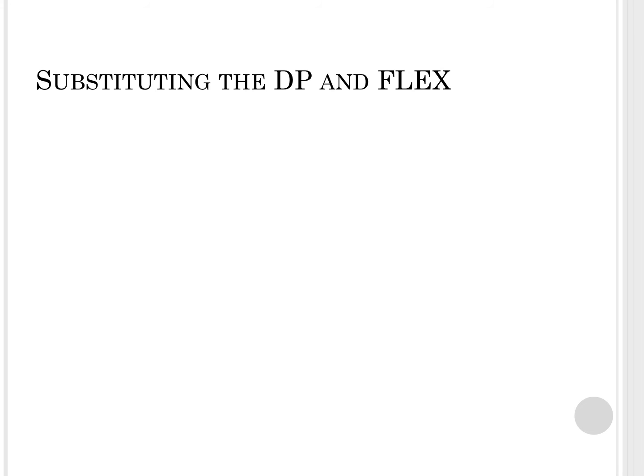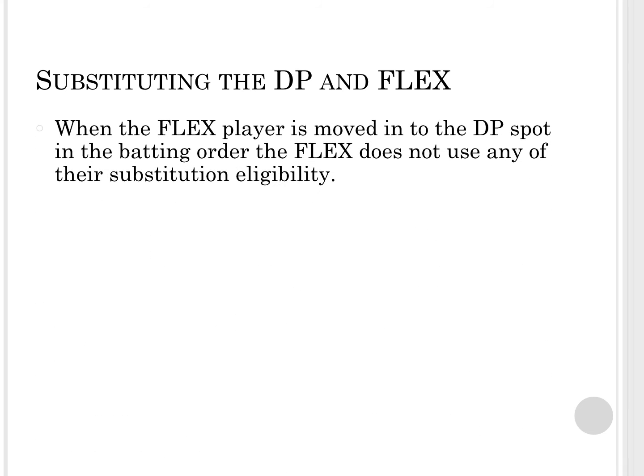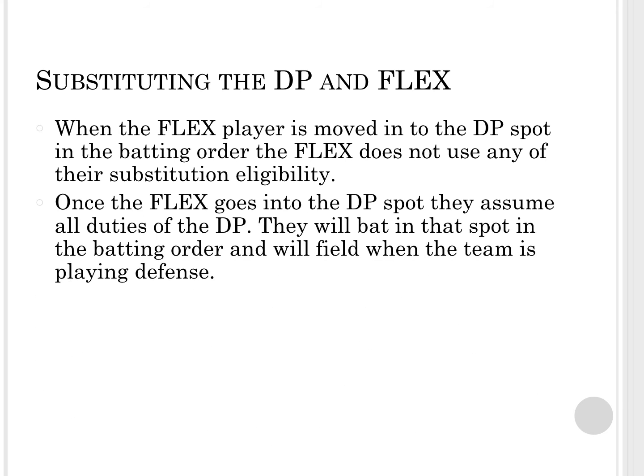When we actually substitute for the DP and flex, when the flex player is moved into the DP spot in the batting order, the flex does not use any of their substitution eligibility. They're not being subbed out at all. When the flex goes into the DP spot, they assume all the duties of the DP, which means that the team now has 9 players in the lineup, and so the flex is going to have to bat and will also field.